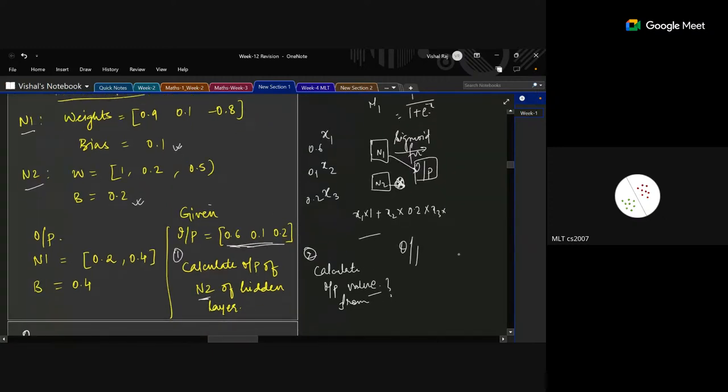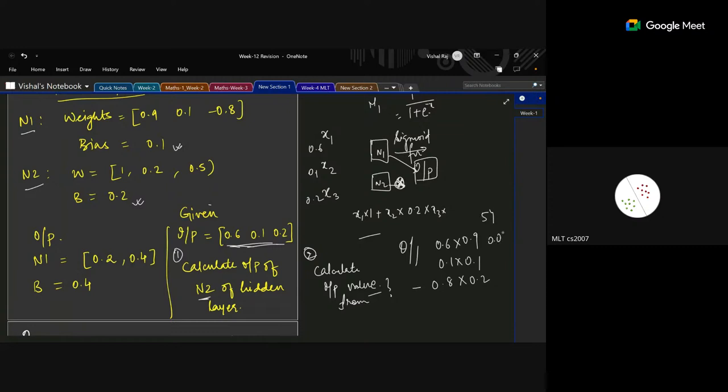So should I solve this? N2 is 0.6. Okay, let me calculate this. So you have 0.6 multiplied with 0.9, and then 0.1 into 0.1, and then 0.8 into 0.2. This is 54. This is 0.01, and this is... No, sir. It is for N1, no? This is for N1, no?